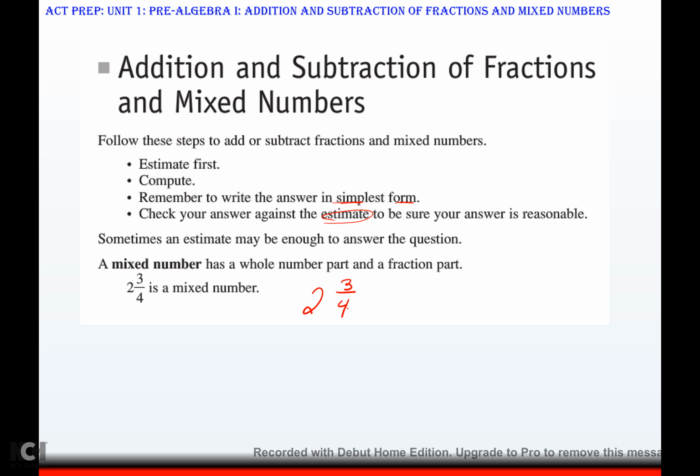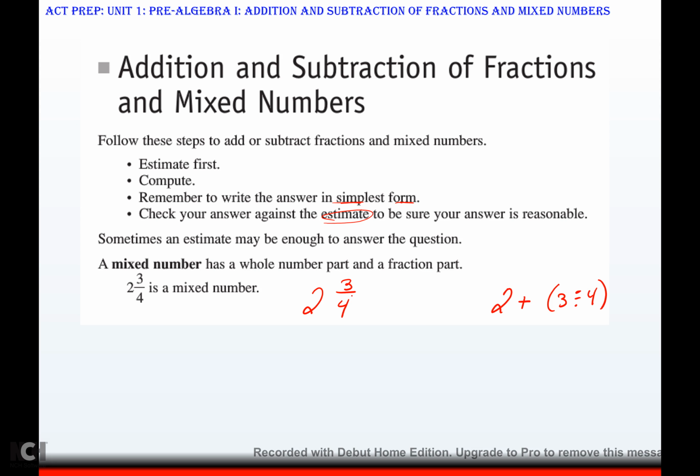Mixed numbers are pretty worthless in my book. Okay, they just make life more complicated. So you have a couple of choices. If you're going to type this in a calculator, that would be 2 plus 3 divided by 4. If you type it like that, that's what it would do.